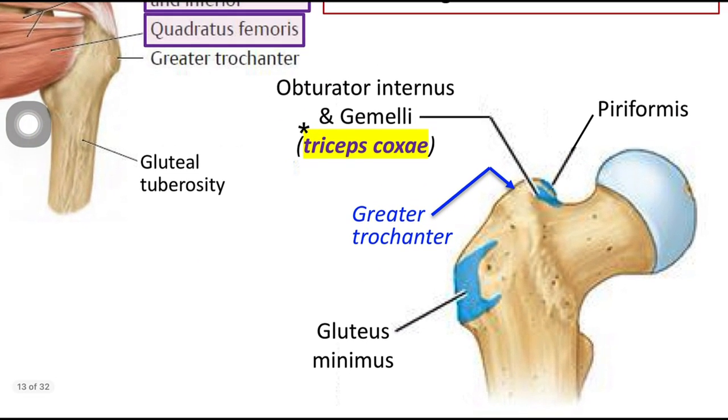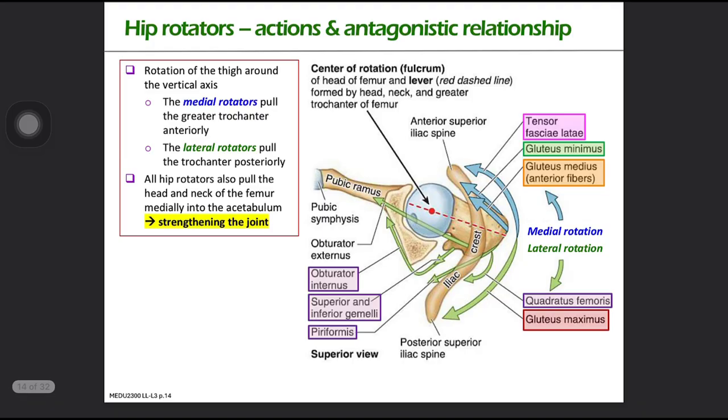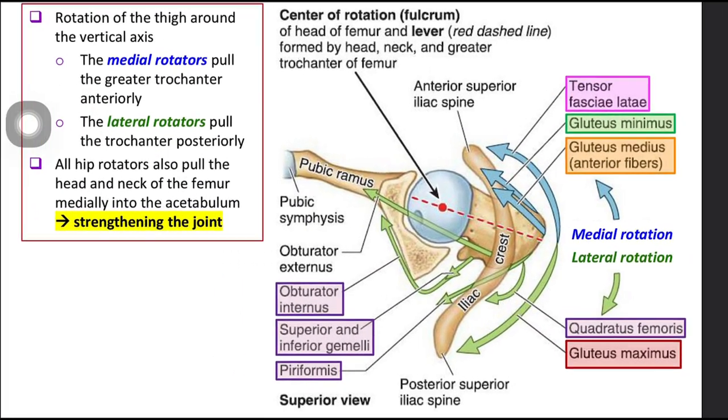So the obturator internus together with the two gemellus, three of them form common insertion sites here, which is medial to the greater trochanter. Because of this presentation, we have another umbrella term or collective term, called the triceps coxae. Okay. Now this one again, forget about it.